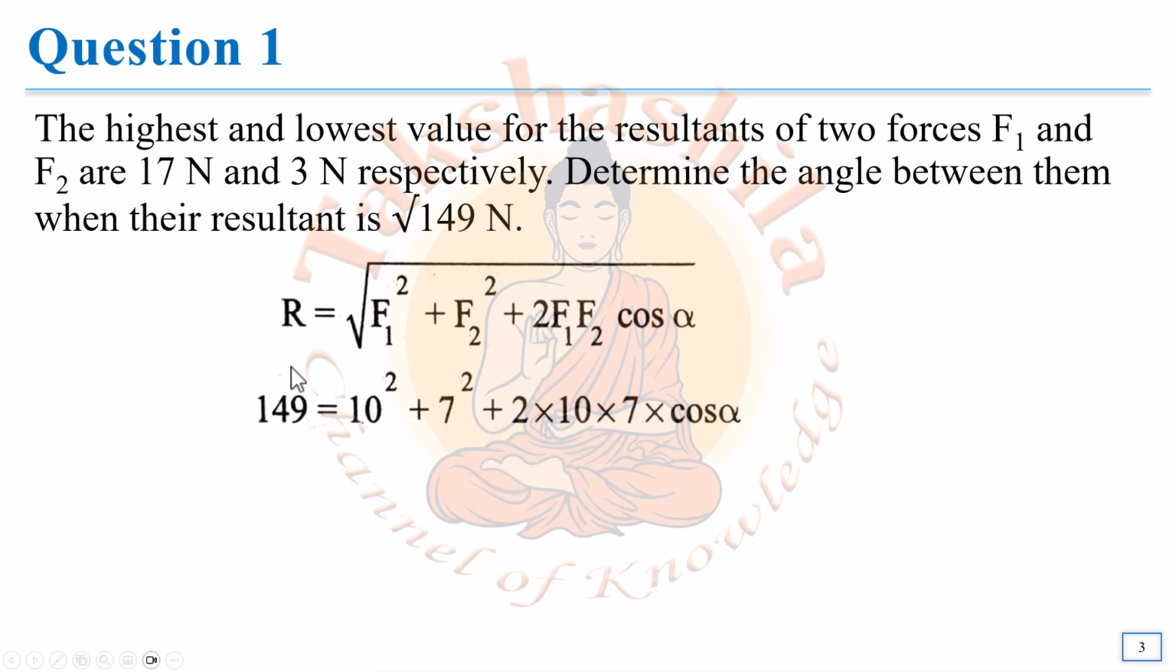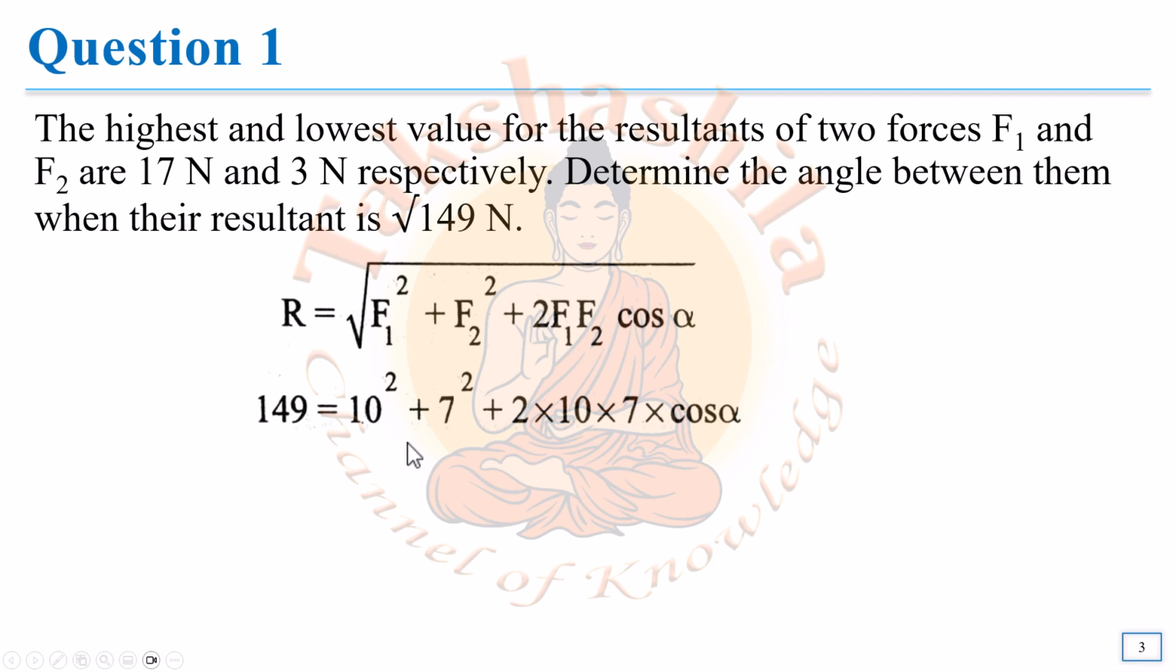When you substitute, I am also taking the square on both sides so that here I will have R square. The value of R was root of 149, so root of 149 square is 149, and this will be equal to F1 square plus F2 square plus 2 times F1 F2 cos alpha, since the square root goes away when you square it. Let's substitute the values: F1 is 10, F2 is 7. But we don't know the value of alpha. In this expression, alpha is the only variable for which we don't know the value. So why don't we solve that?